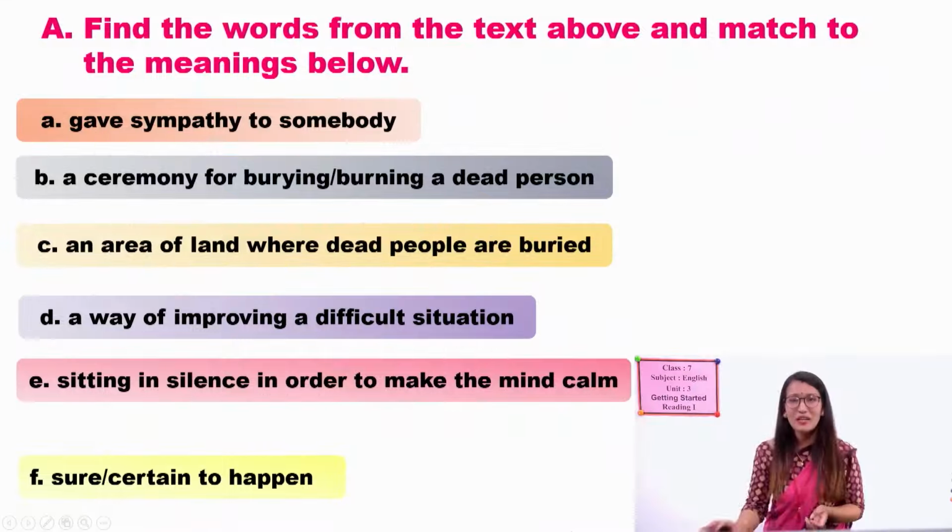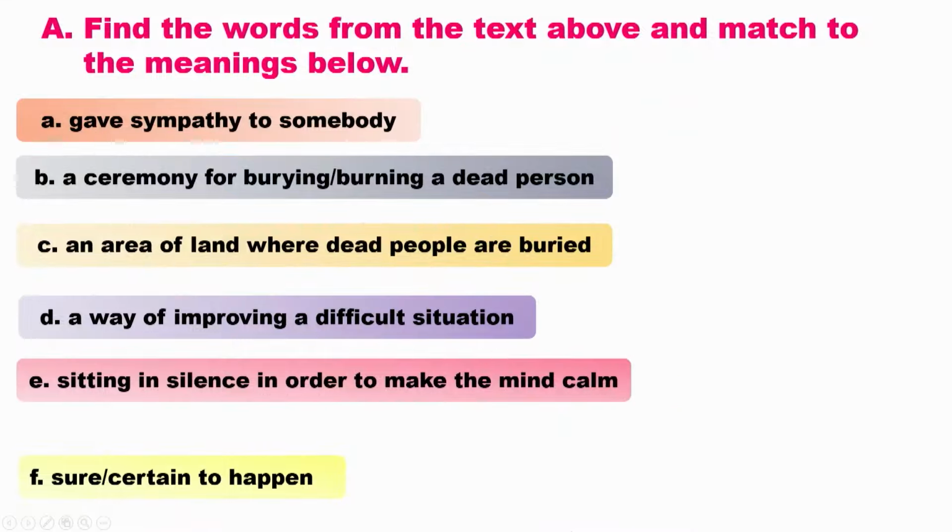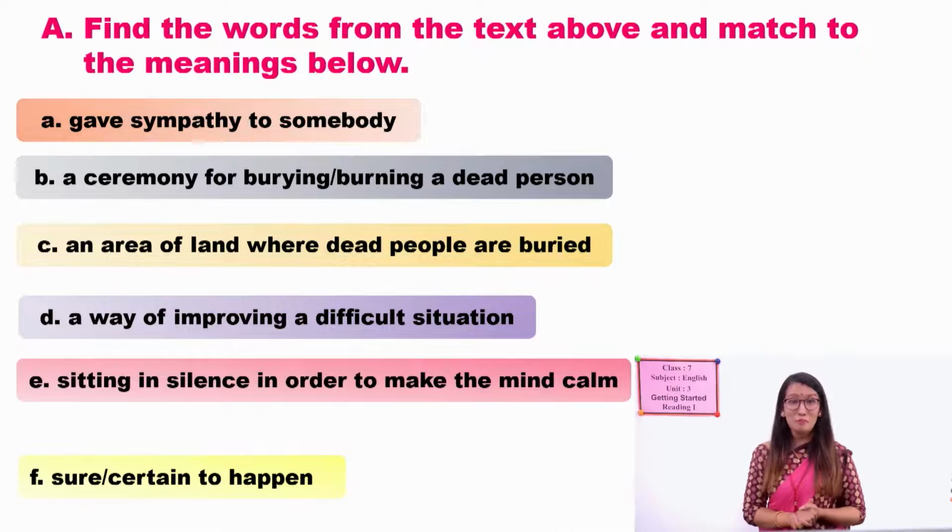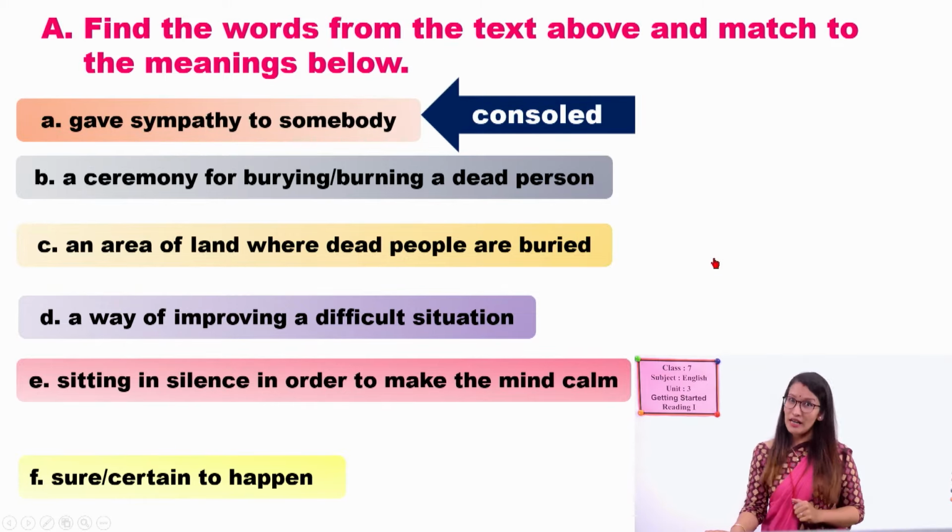Now let's move forward and find the words from the text above and match to the meanings below. Now can you tell me the word, give sympathy to somebody? What is the word? Can you guess? To give sympathy. What did the villagers do to Kisa? They... Exactly. Give sympathy to somebody means consoled. Yes, exactly, consoled. Have you consoled somebody? Of course, you might have.